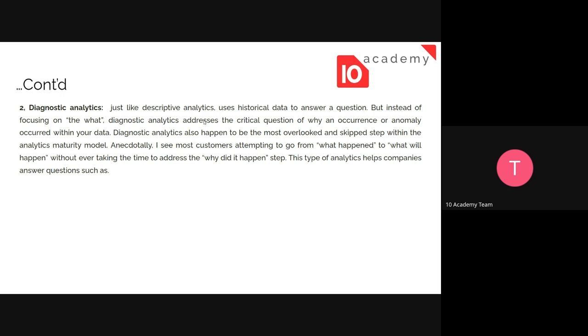After seeing or analyzing the data in the first part, we're going to look for some unique data which might need some elaboration or discussion, okay? If there are some errors, we need to correct them. Diagnostic analytics also happens to be the most overlooked and skipped stage within the analytics maturity model. So we go from what happened to what will happen without ever taking the time to address the why did it happen stage. We see the errors happening, the negative side of a company or things like that, but we might not be ready even for predicting the future, because we might not be ready to answer the question why did it happen. So in order to answer why it did happen, we should do diagnostic analytics.